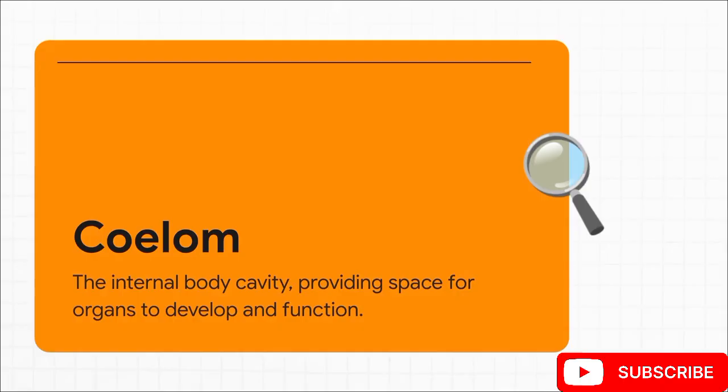Our final tool is the coelom. Now, this one's a little more technical, but it is an absolute game changer in evolution. The coelom is an internal, fluid-filled body cavity. It's basically open space inside the body, and that space allows organs to develop, to move, and to function on their own without getting squished every time the animal moves. It's the innovation that allows for real, true internal complexity.